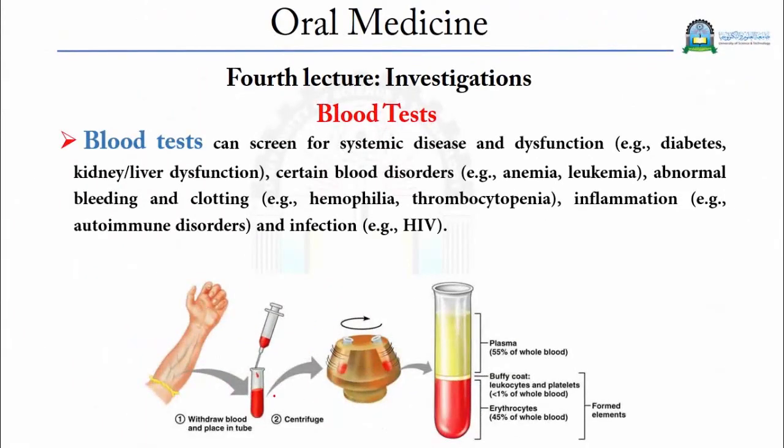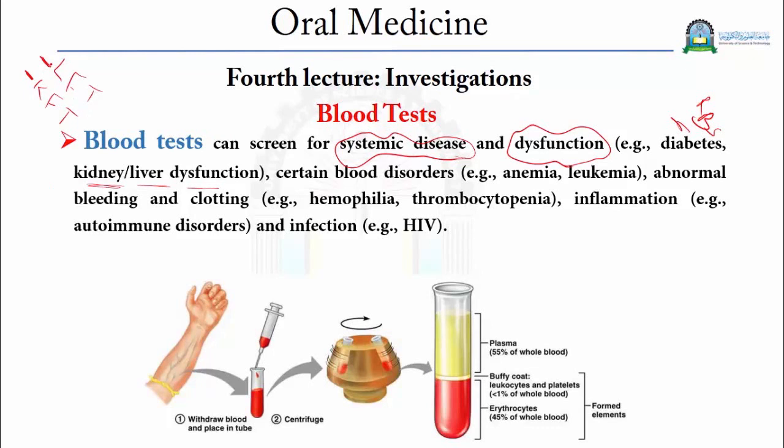Blood tests can screen for systemic diseases and dysfunction like diabetes, ordering RBS, rapid or random blood sugar, and also liver and kidney function. So we can order a liver function test or kidney function test by taking a sample of blood and ordering these tests from the laboratorist.